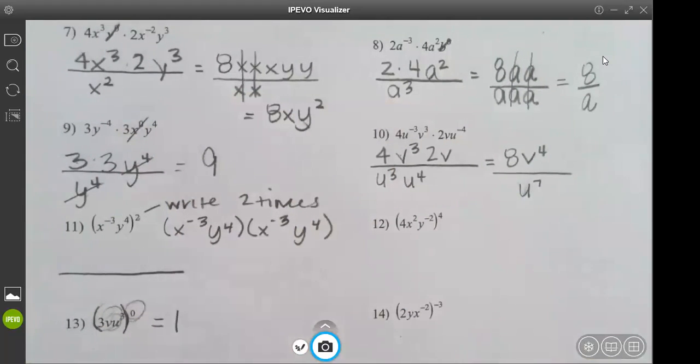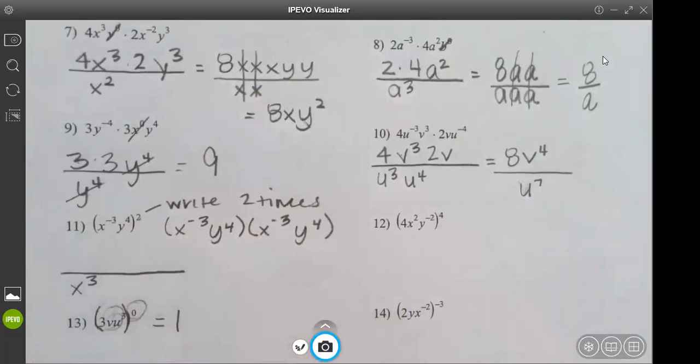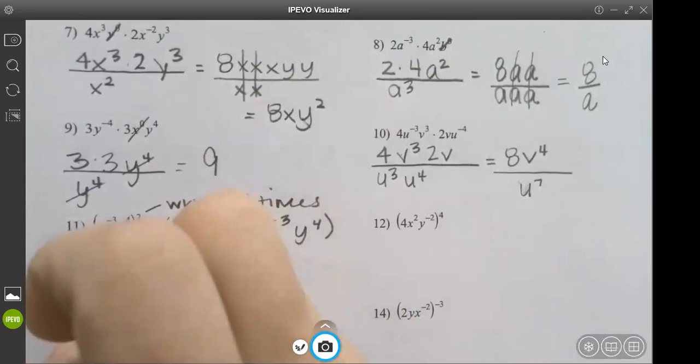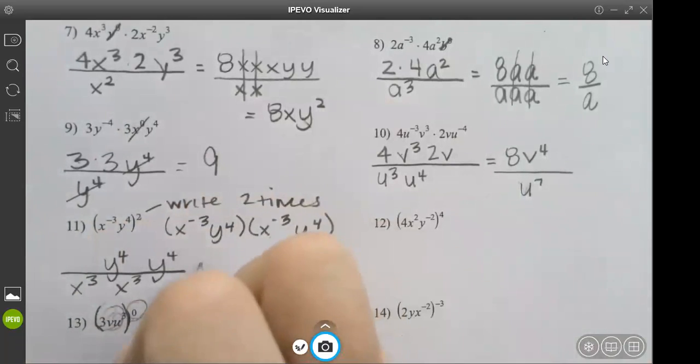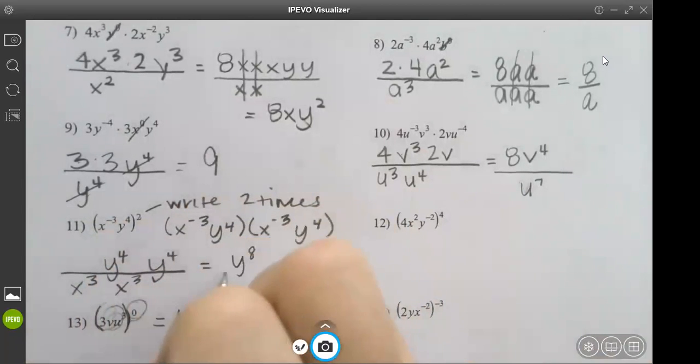Make your divide bar. X to the negative 3 goes on the bottom, becomes positive. Y to the 4th on the top. X to the negative 3 goes on the bottom. Y to the 4th on top. There's nothing the same on the top and the bottom, so we just squish them together. We have 4 plus 4 is 8 y's. 3 plus 3 is 6 x's.